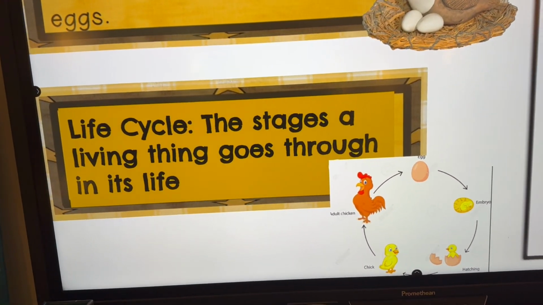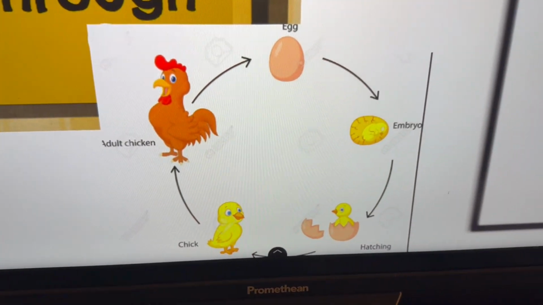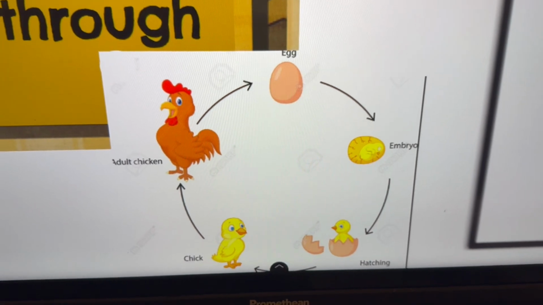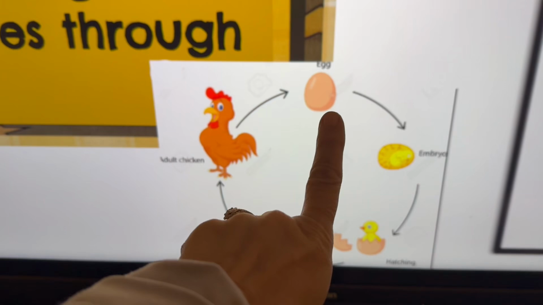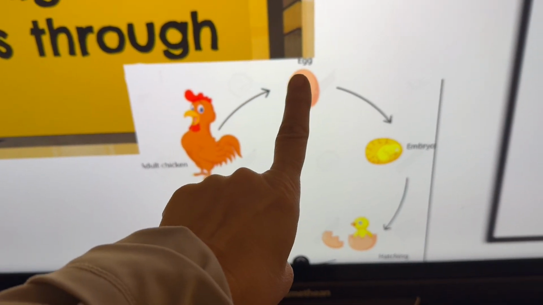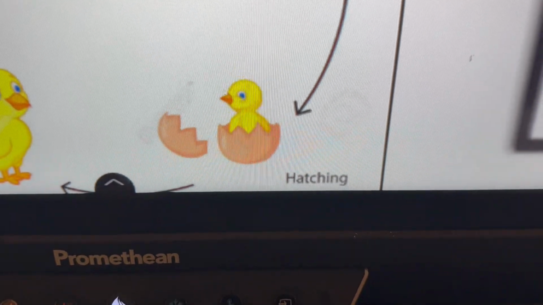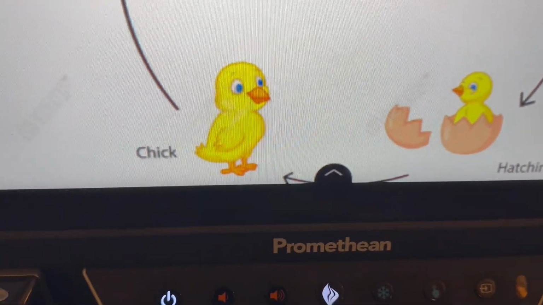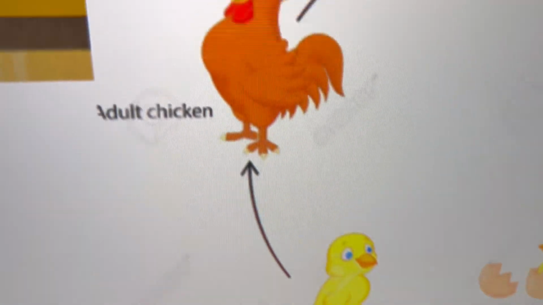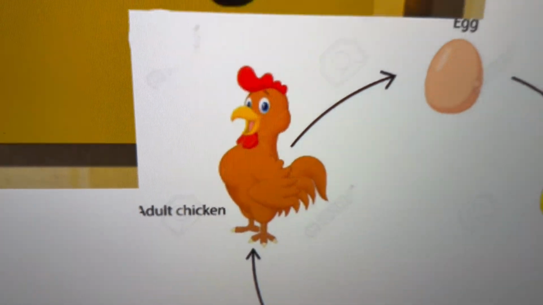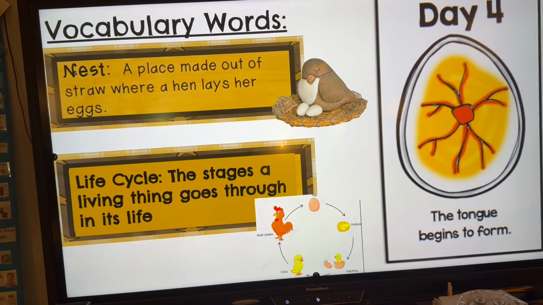Life cycle is the stage that a living thing goes throughout its life. So we've talked about the life cycle of a pumpkin this year. We're looking right now at the life cycle of caterpillars becoming butterflies. And then with the life cycle of a chicken, you have the egg, which becomes the embryo. And then the embryo hatches after 21 days. You have a chick, and about 4 months, between 4 and 5 months, that chicken is full grown and starts to lay eggs of their own. So this is day 4. I'm so excited. We have 17 days left.